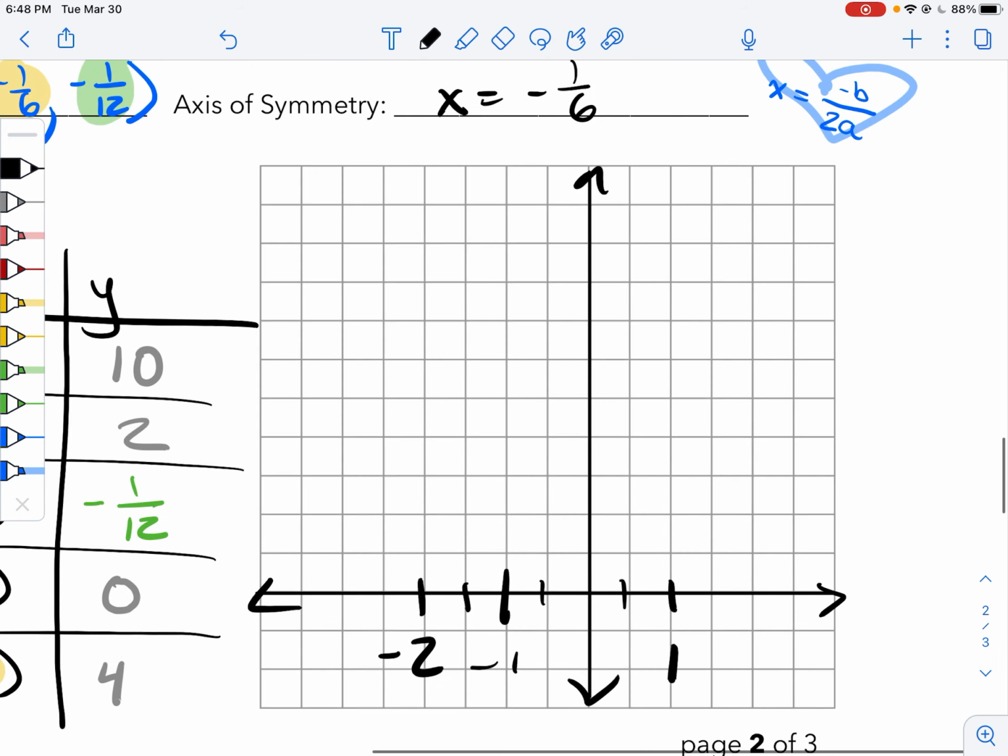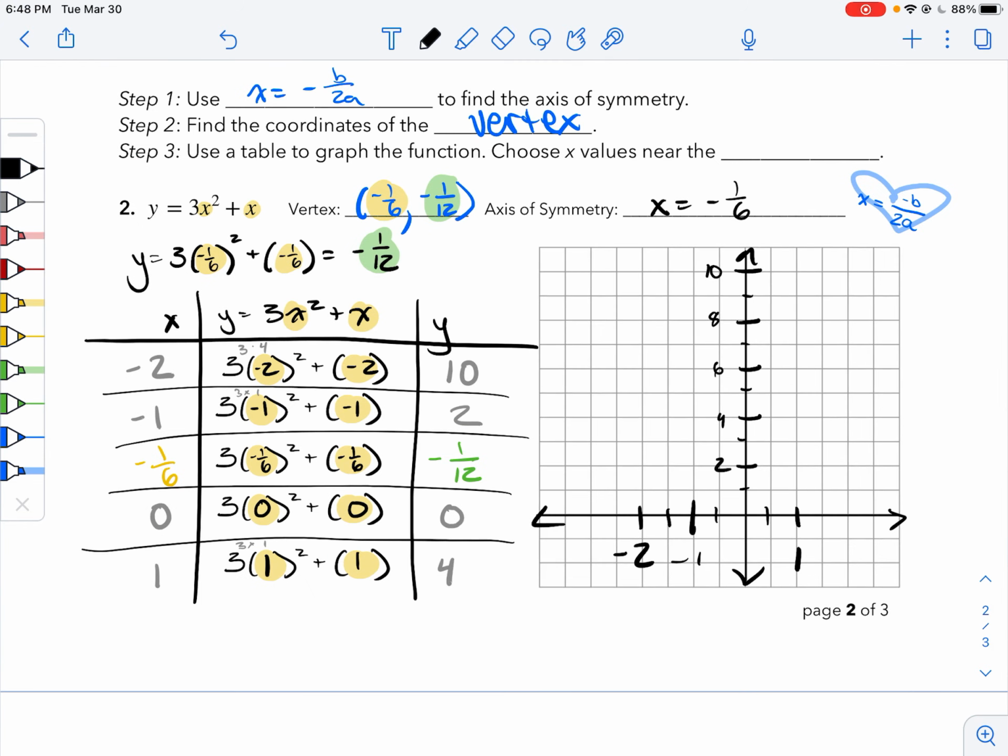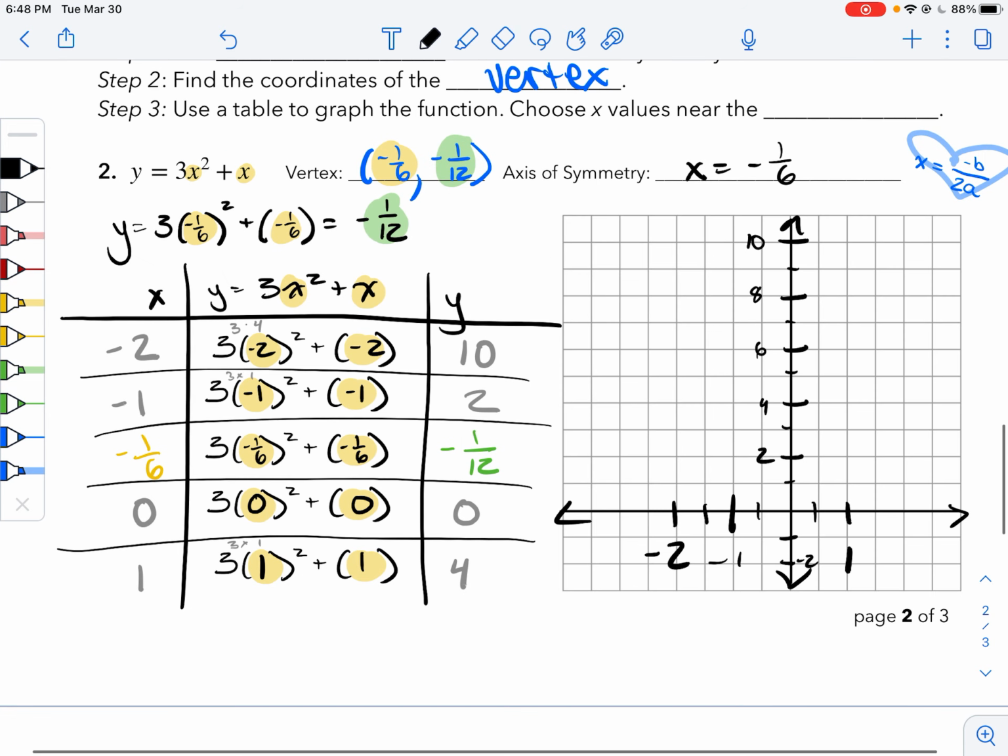So what happens if we go, everyone, 1, 2, 3, 4, 5, 6, 7, 8, 9. Ha! Perfect. Okay, sweet. So that means this would be -1, -2. So we have over -2, up 10 gives us a point.